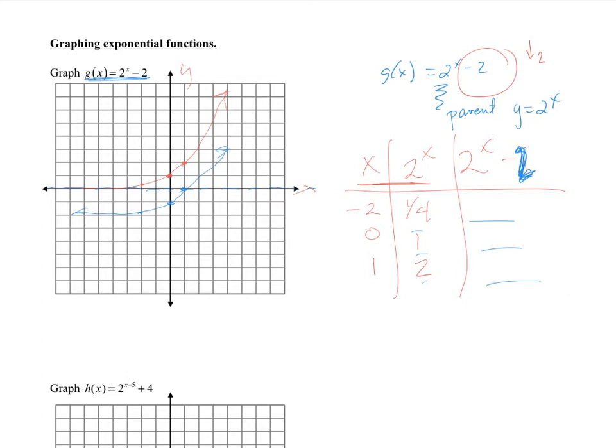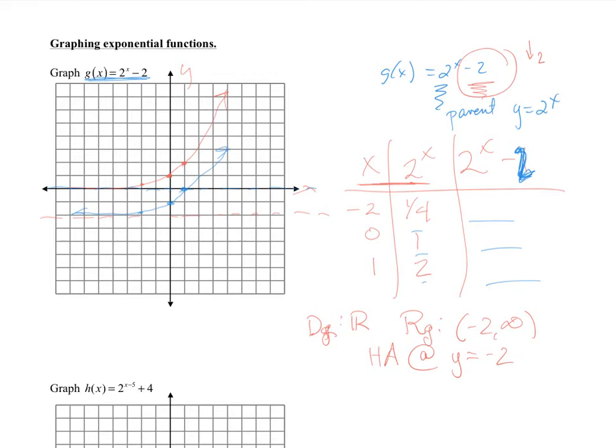So hopefully you can recognize that you have a new horizontal asymptote. Where is it? y equals -2. And we can see that in the equation from the vertical shift down 2. So what is the domain of this function? Well, it's still all real numbers. What is the range of this function? Well, now it's -2 to infinity because we've shifted it down 2. And the horizontal asymptote is at y equals -2.